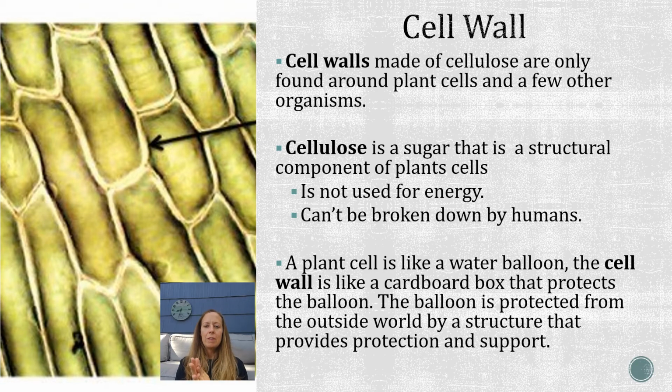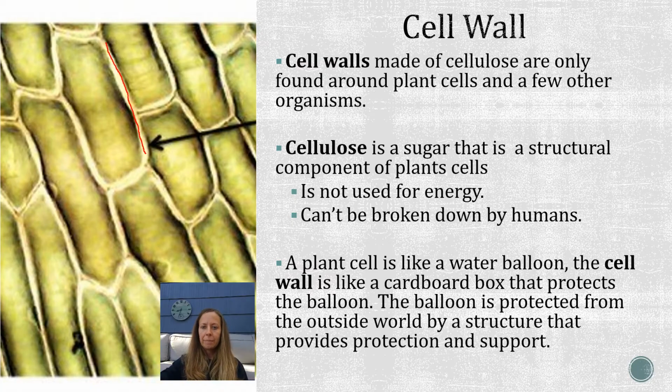A plant cell, when you think of it, you want to think of a water balloon. If you put a water balloon into a cardboard box, right? The cell wall would be the cardboard box, and the water balloon would be the cell, right? The balloon's protected by the cell wall, the box that it's put in. Okay, so that's kind of what a cell wall is. And if we look in this picture, the cell wall would be where this arrow is pointing, right? It's this structure here. Okay, this is the cell wall for the cell.